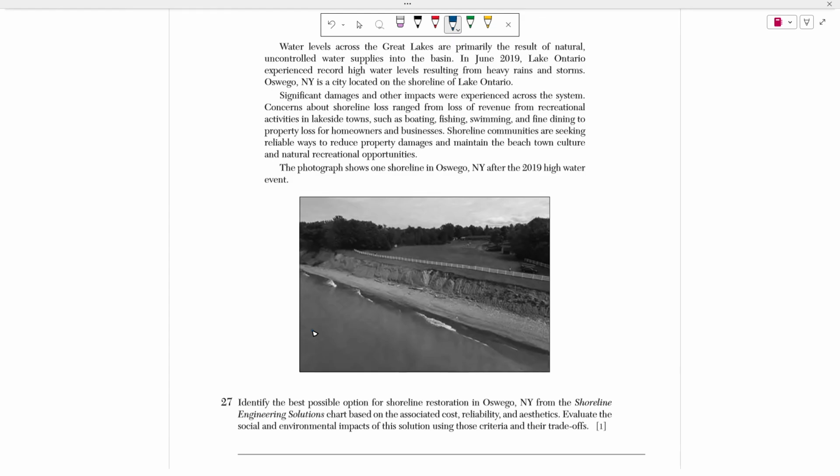Concerns about shoreline loss range from a loss of revenue from recreational activities in lakeside towns, such as boating, fishing, swimming, and fine dining, to the loss of property for homeowners and businesses. Shoreline communities are seeking reliable ways to reduce property damage and maintain the beach town culture and natural recreational opportunities. The photograph shows one shoreline in Oswego, New York, after the 2019 high water event.